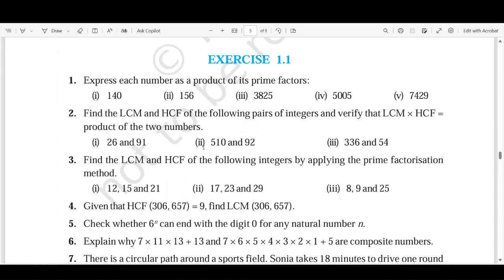Now let's discuss exercise 1.1. Question number 1. Express each number as a product of its prime factors. Number 1, 140.